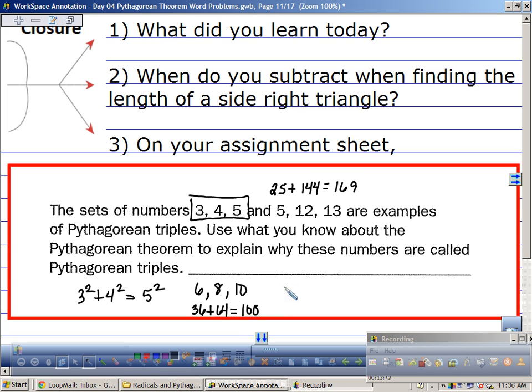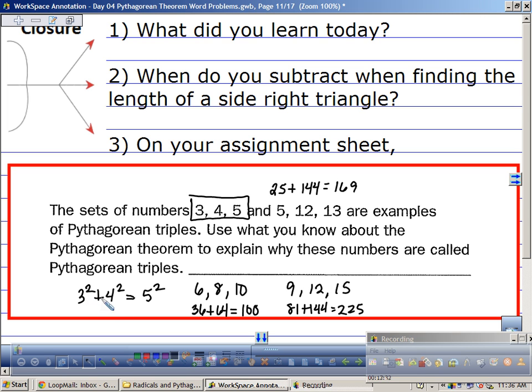Yeah. Let's make it 3 times as big. It would be 9, what? 12 and 15. Does that work? 81 plus 144 make 225. Are you guys seeing what's happening, the pattern? Jesse, turn around. I want to ask you directly.